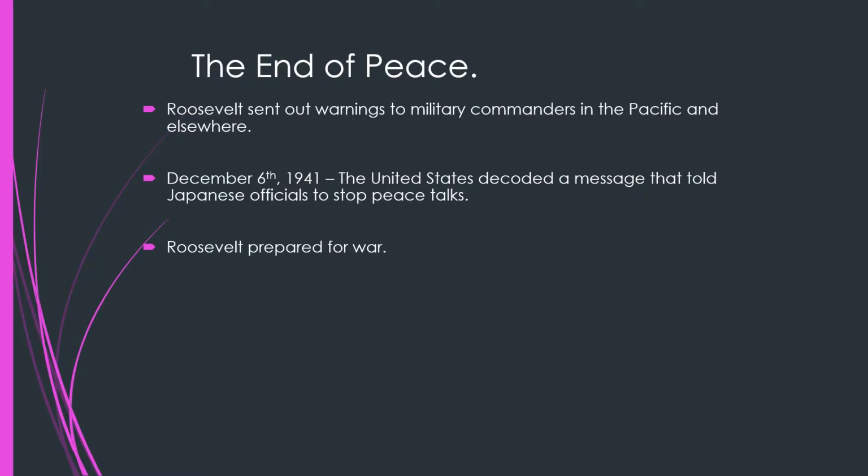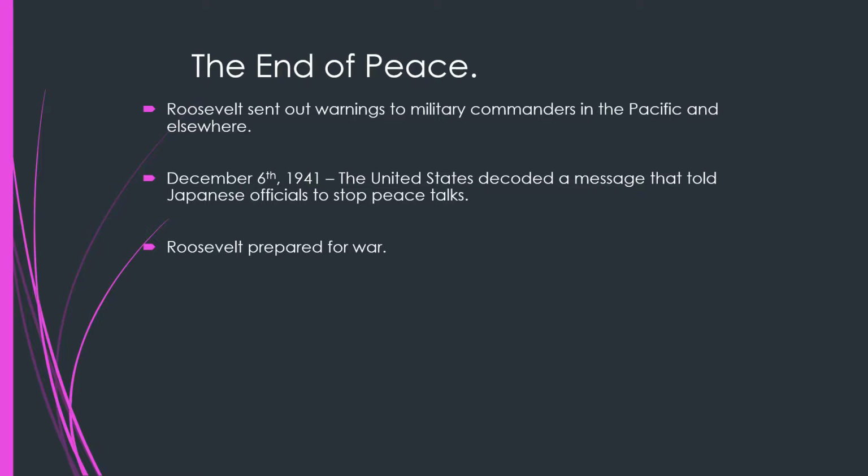Roosevelt sent out warnings to all military commanders in the Pacific and elsewhere that there may be a possible attack or invasion by Japanese military forces. And on December 6th, 1941, the United States actually decoded a message that told Japanese officials to stop peace talks with the United States. So he basically tells the Japanese ambassador in the United States, that's it, no more talking to the Americans, peace is over.